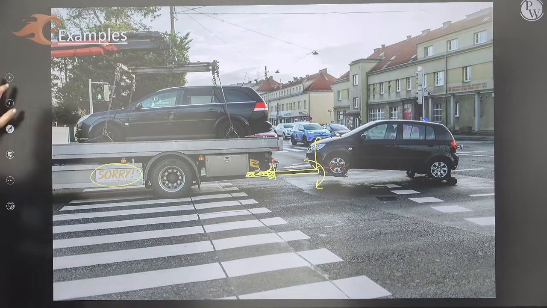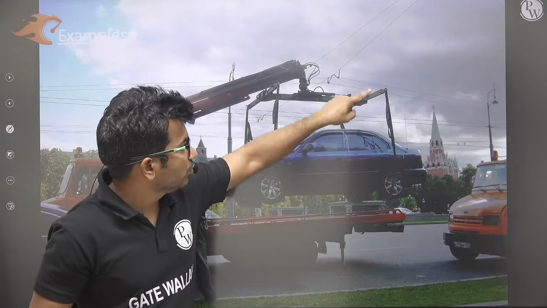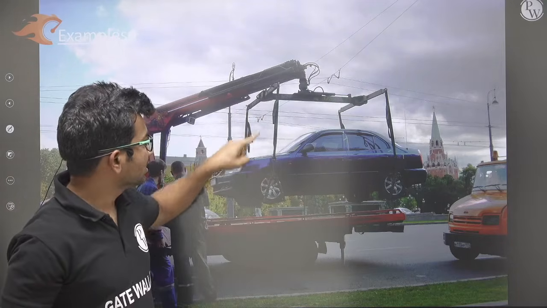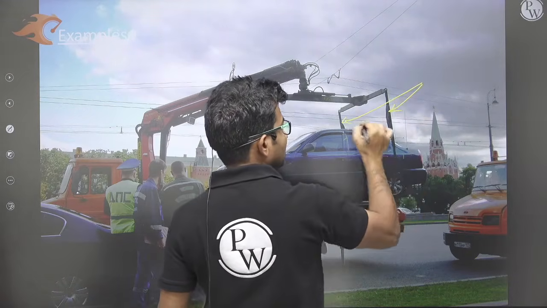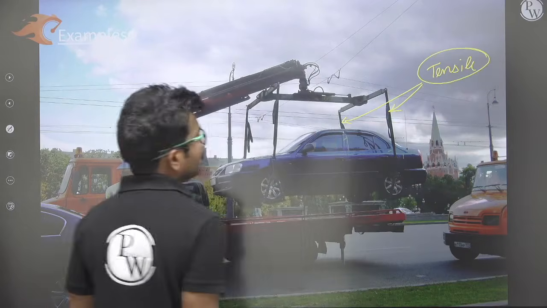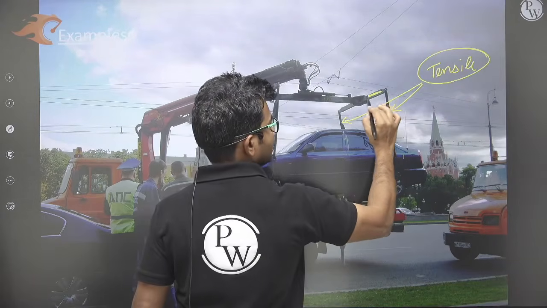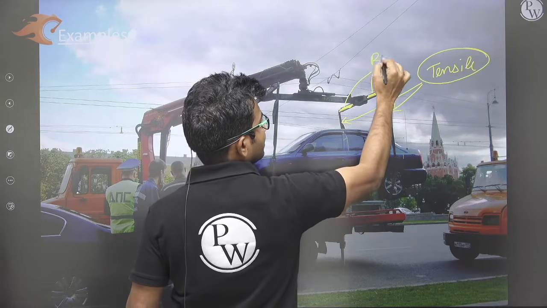Okay, let's look at another example. In this part, this car is hanging over these ropes. Can you guess what will be the stresses in these ropes? In these ropes, stresses will be tensile. Tensile stresses will be coming. Can you guess the types of stresses in this part? In these parts, stresses will be bending.